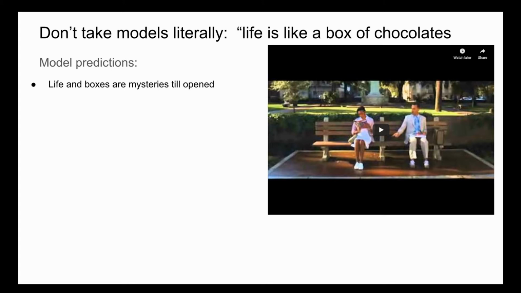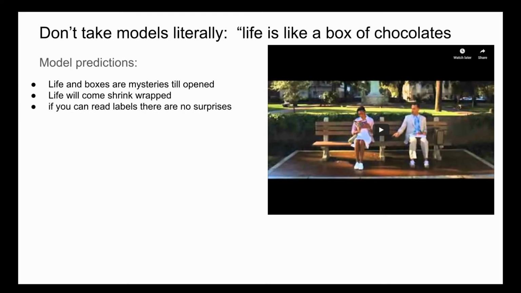And this would be like misunderstanding this. Forrest Gump's model is life is like a box of chocolates. His intent with the model is to explain that life and boxes are mysteries until they are opened. But this model could be used to predict several more characteristics of life if you don't know what the model's limitations are. And this model, the Gump model of life, would also imply that life will come shrink-wrapped.